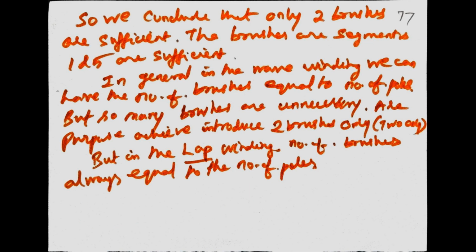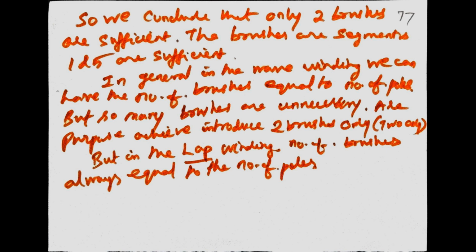In general, in wave winding, we can have the number of brushes equal to the number of poles. But so many brushes are unnecessary. Our purpose is to introduce 2 brushes only. 2 brushes only, that is important in wave winding. But in lap winding, the number of brushes is always equal to the number of poles. That is asked for 2 marks.